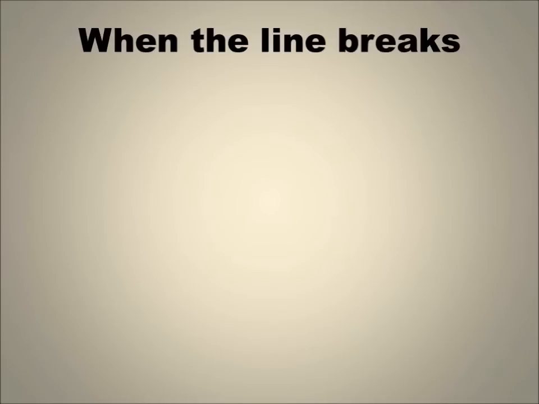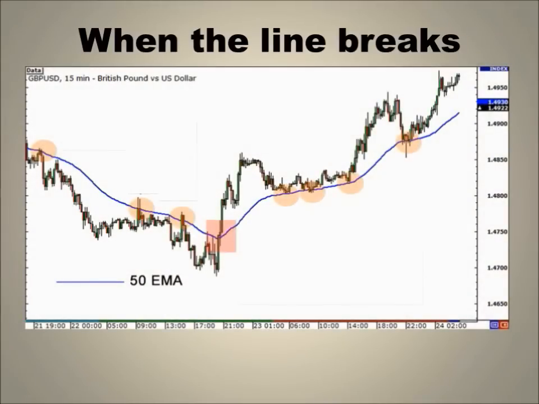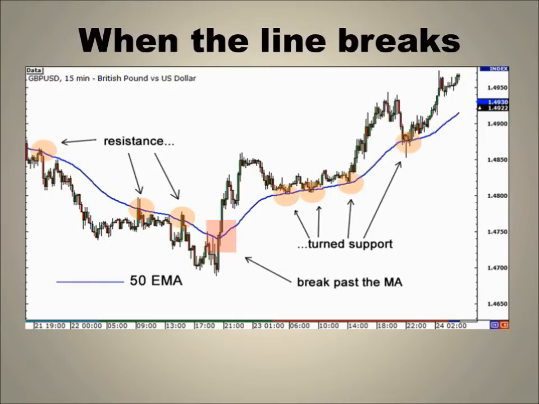And what do we do when the line breaks? So here, again, we have a 50-period SMA. And here in this downtrend, the line of resistance has been tested a few times. So in the beginning, we have resistance. However, we had a big break in this line, and the bull market has taken over. So after the break past the moving average, that line of resistance is now the line of support. So sometimes resistance can change into support, or support can change into resistance.